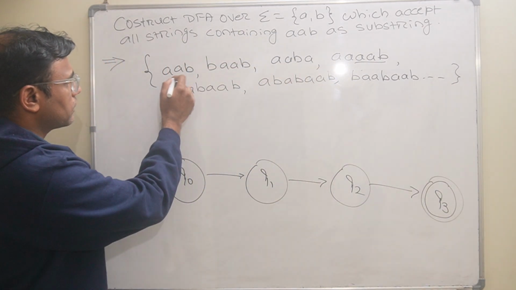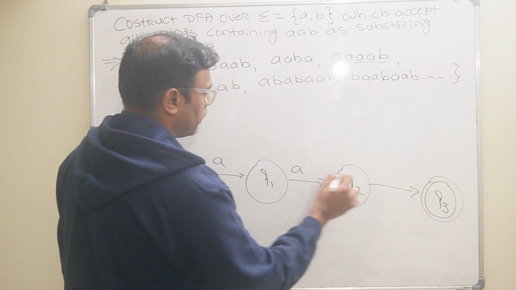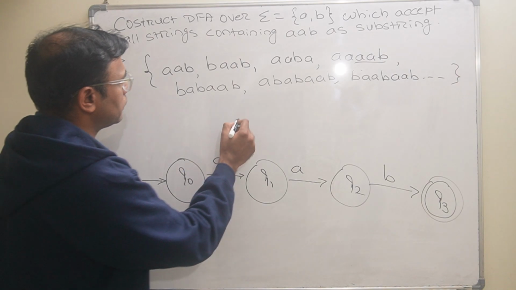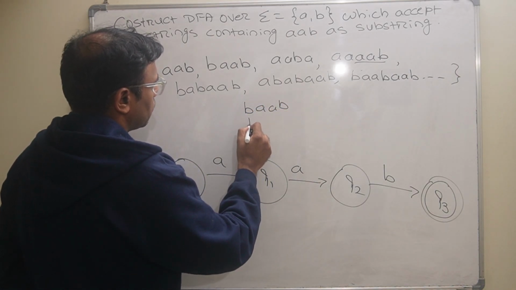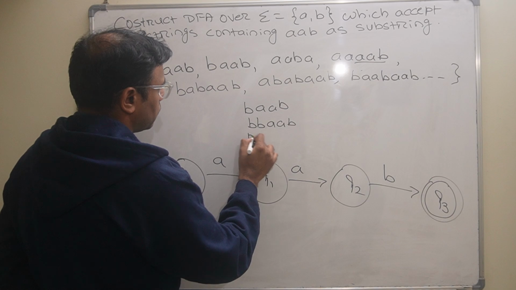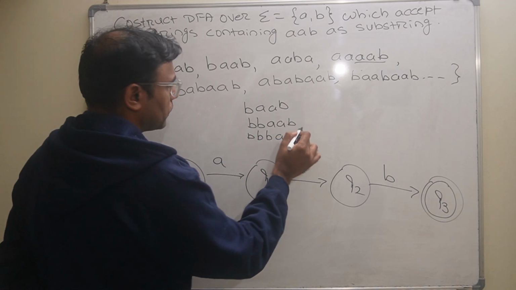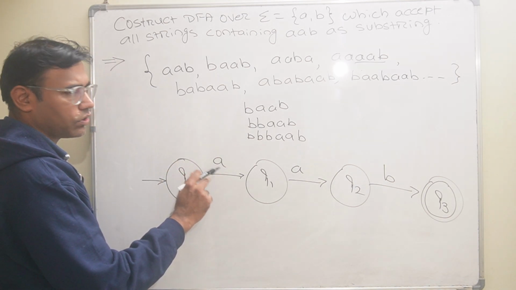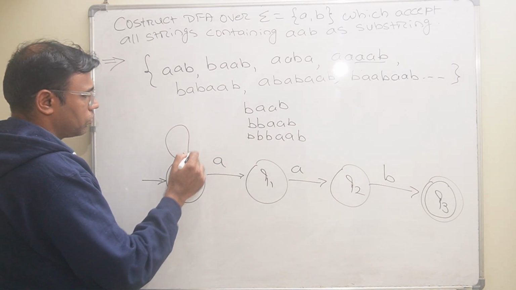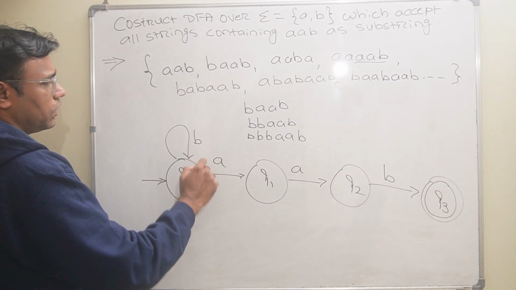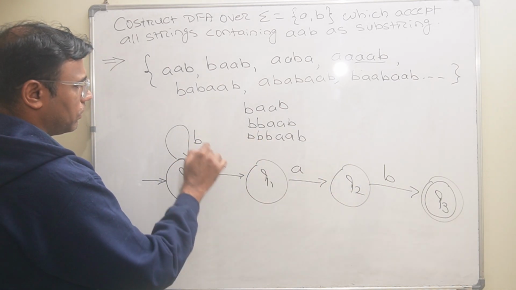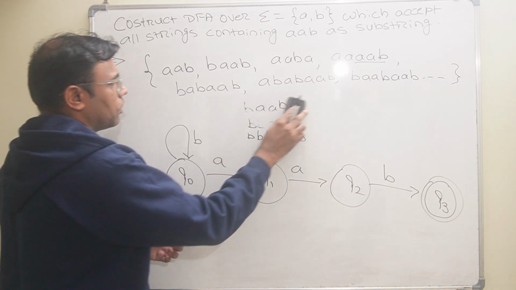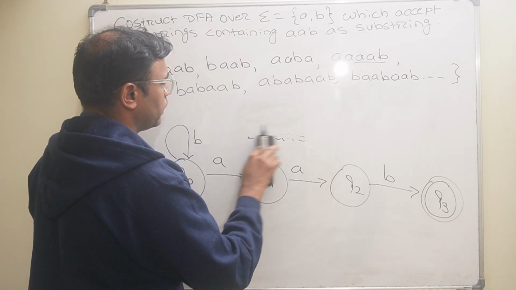So if I take the string ab, here a reaches to final state. Then next possibility is bab, then bbab, then bbbab. So it is accepting any number of b. So I will apply the loop of b here so that it will accept any number of b. So bab reaches to final state, bbab reaches to final state, bbbab reaches to final state.